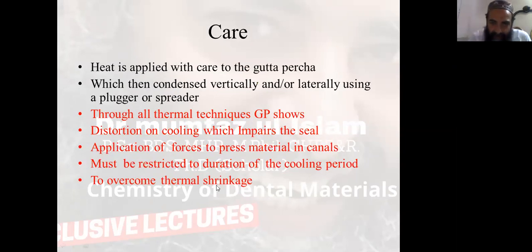Heat is applied with care to the gutta percha, which is then condensed vertically and or laterally using a plugger or spreader. Through all thermal techniques, gutta percha points show distortion on cooling, which impairs the seal. Application of forces to press material in canals must be restricted to the duration of the cooling period to overcome thermal shrinkage.